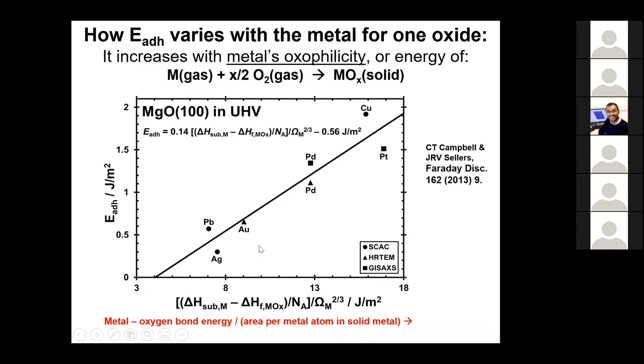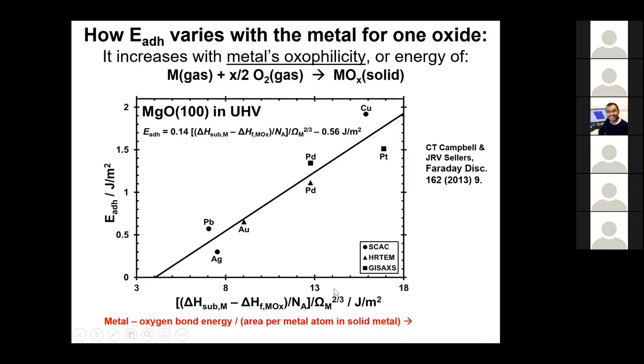And what is this number? This number is the difference. It's how much, if you like, downhill in energy it is to go from a gas phase metal atom plus oxygen gas to make the most stable oxide of that metal. And so this is, in my opinion, a measurement of the oxophilicity of the metal atom. So that's why I put this here.